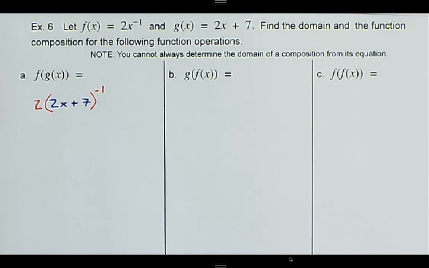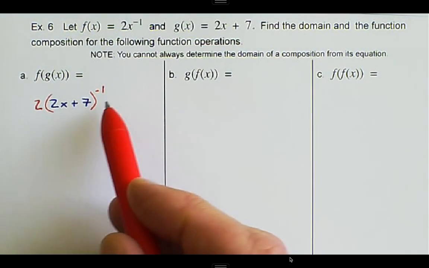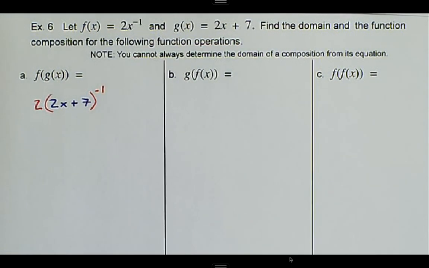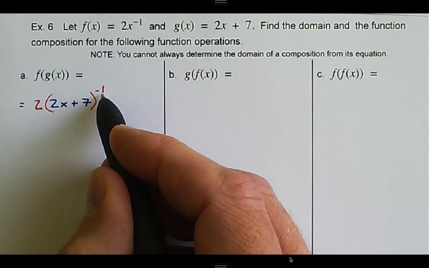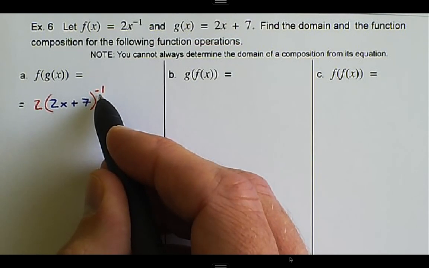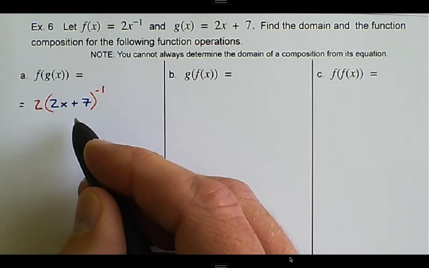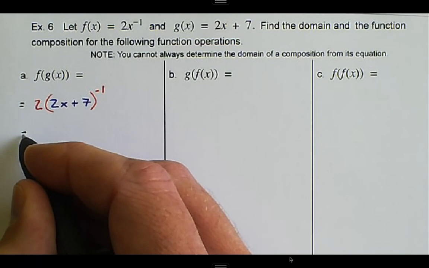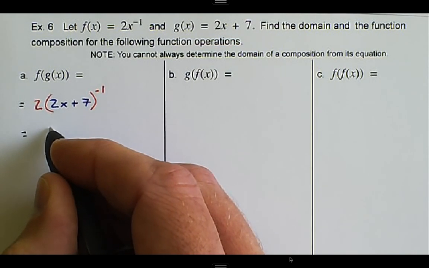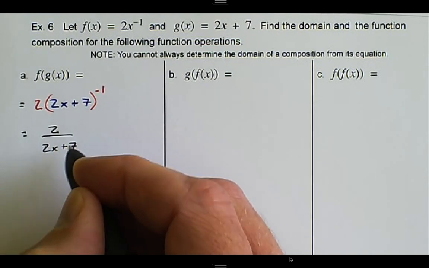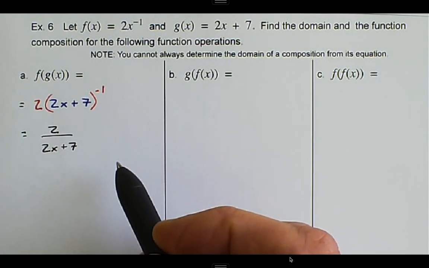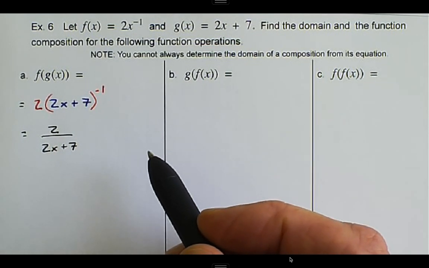So let's continue working with this one. Anytime we have something written to the negative exponent, we can just move it to the denominator and change the exponent to positive. So this becomes 2 over 2x plus 7. And there's no more math to simplify there.